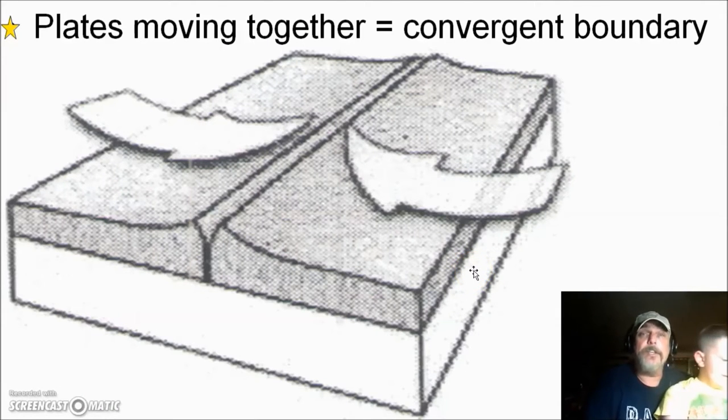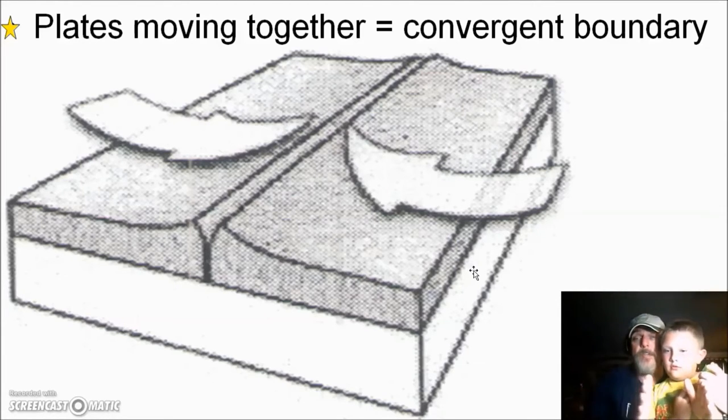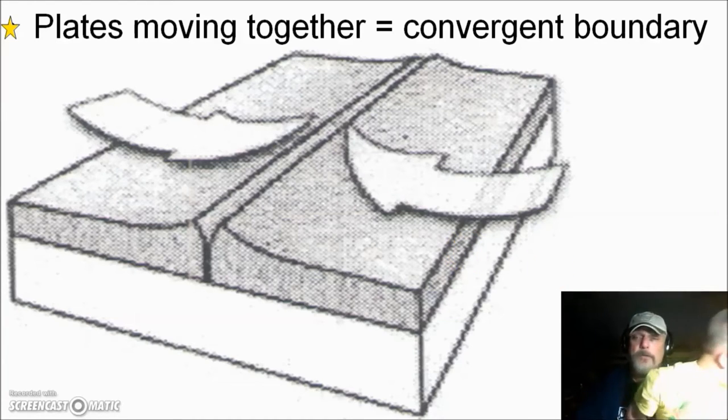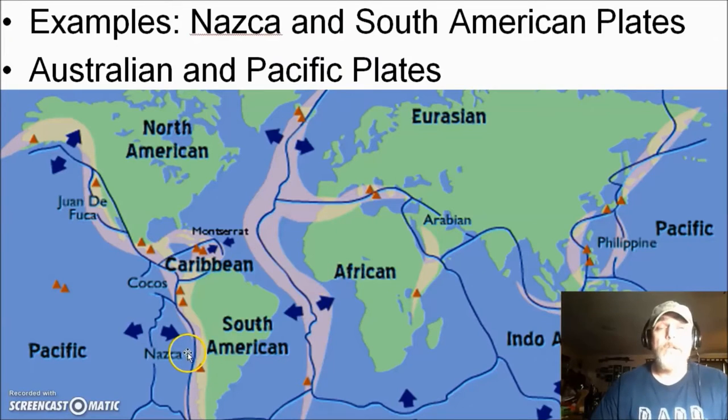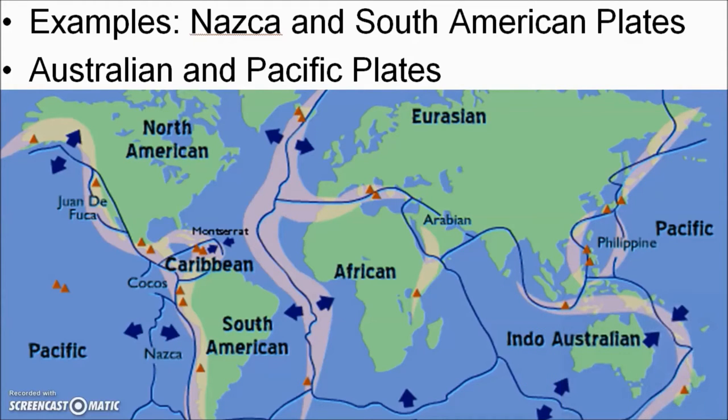Plates moving together is called convergent boundary, and the prefix con means with or together, so we're moving together, convergent boundary. This is the divergent boundary where the plates are moving apart. Locations and examples of convergent boundaries would be here, the Nazca plate going towards the South America plate. And another example is the Australian plate going into the Pacific plate.